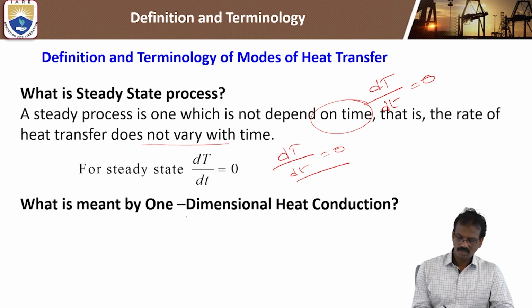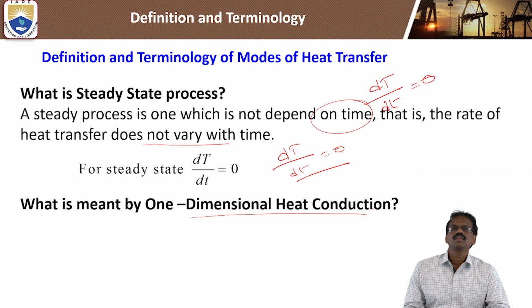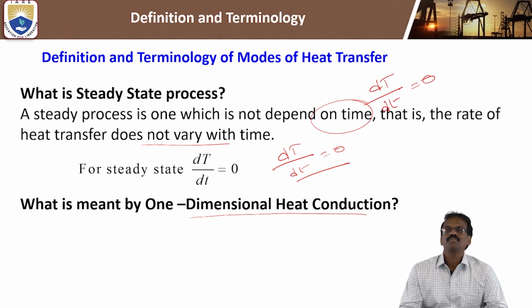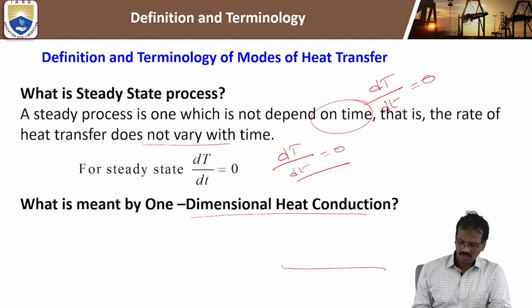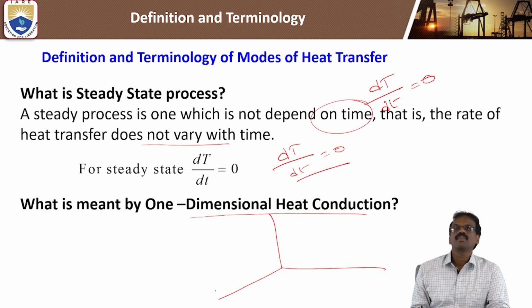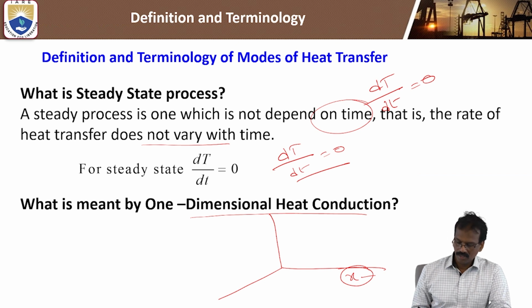Now we'll see the dimensional heat conduction equations. What is one dimensional heat conduction equation? Suppose conduction of heat is in any direction, either x direction or y direction or z direction. If the heat passes in one direction, suppose it is in x direction, that is called one dimensional heat conduction equation.